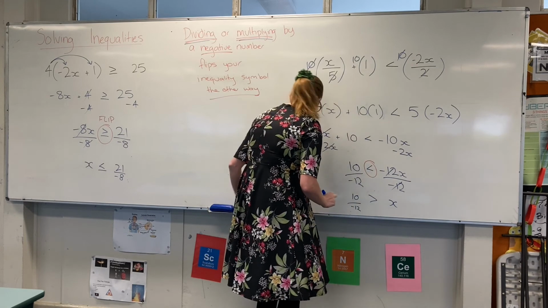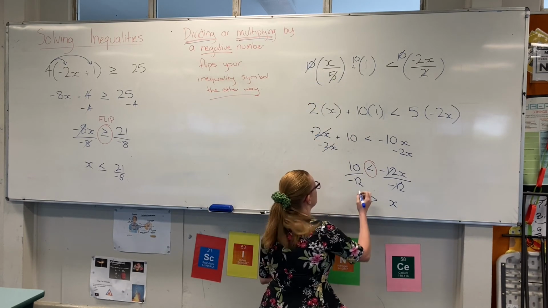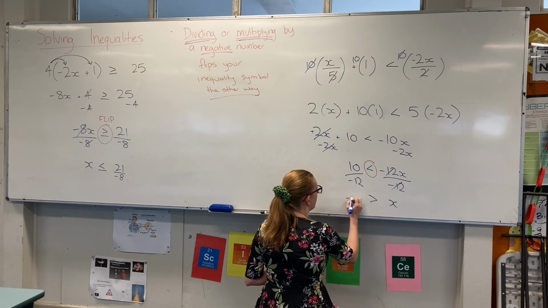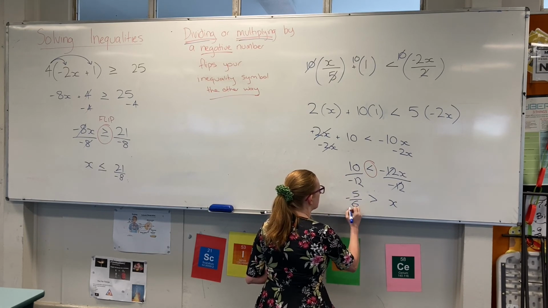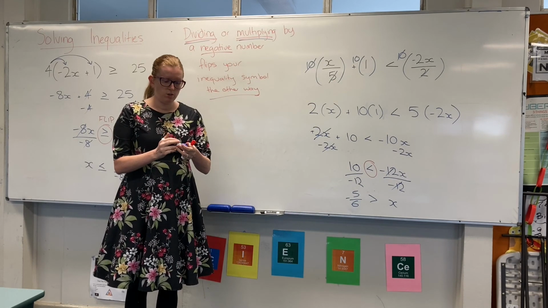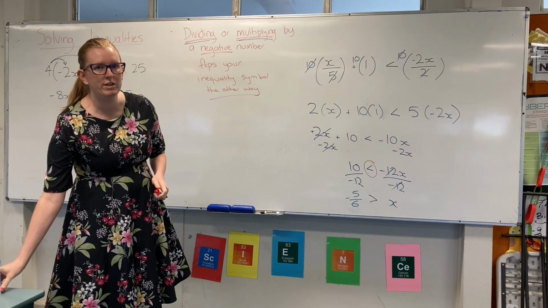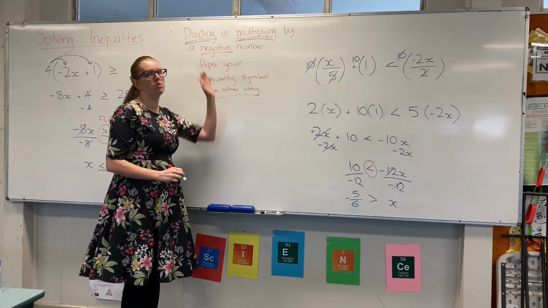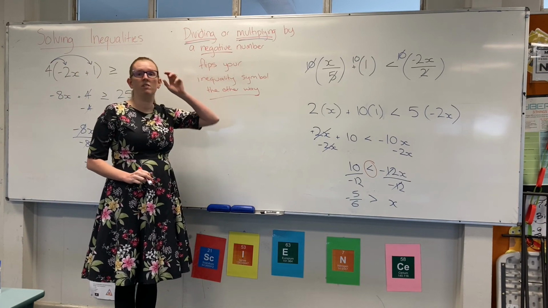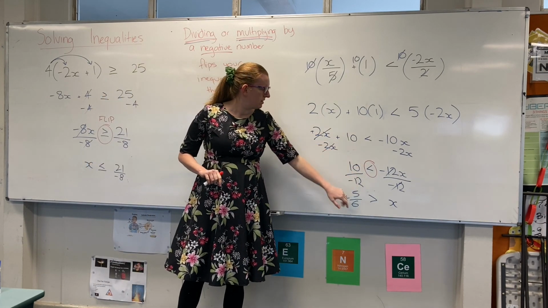Actually, I can simplify that. Hang on. Let's see. That'll be negative 5 over 6. Cool. So inequalities are super easy. They are the same as plain old equations unless you divide or multiply by a negative number, in which case all that happens is your symbol reverses, flips the other way.